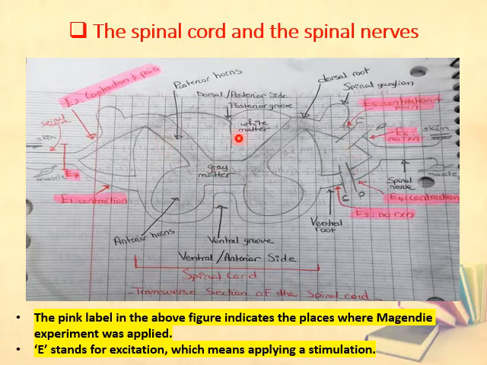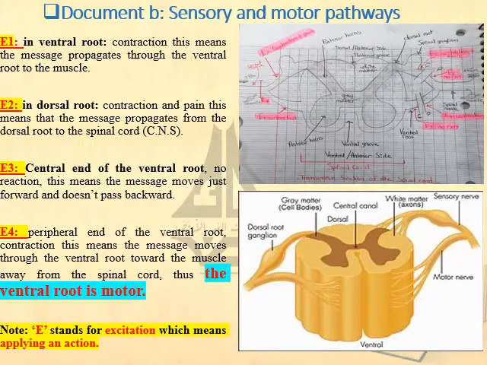Now, after identifying the label and knowing all the important parts, let me start with Magendie's experiment. So E1 was applied. You have to write all of these in your notebook, and you have to understand each one. E1, excitation 1. Here is E1. Look with me at the figure. It is taking place in the ventral root.